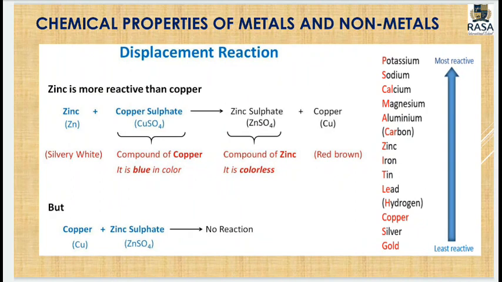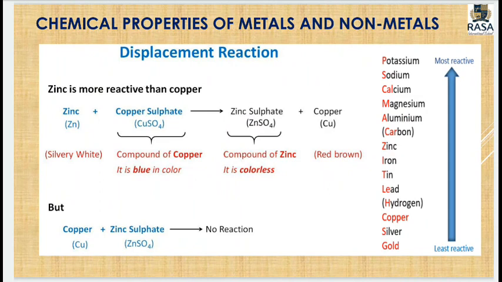Zinc is more reactive than copper. So what happened? Zinc is able to displace the copper from its place and itself get located at that place. So it leads to the formation of zinc sulfate plus copper metal. So now the silvery white metal zinc on the reactant side, means the left hand side, okay, where the arrow tail is pointing is your reactants, and on the right side of the arrow is your product. On the product side, now the copper metal is formed, which is reddish brown in color.